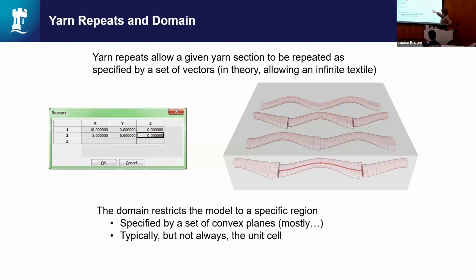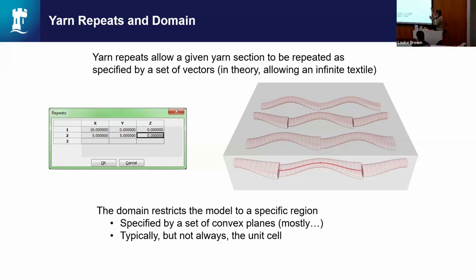But you can see that this has got an X repeat going here, and then the next one is 5 in the X and 5 in the Y. So that doesn't offset here. So you can imagine if you had another yarn that was in the Y orientation and did something similar, then you would basically get the fabric.